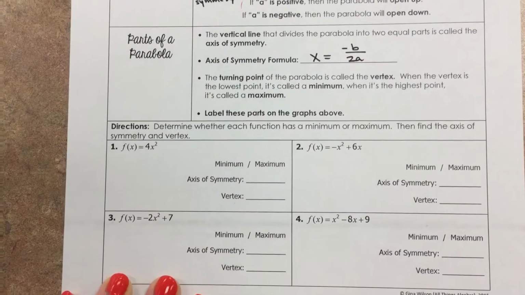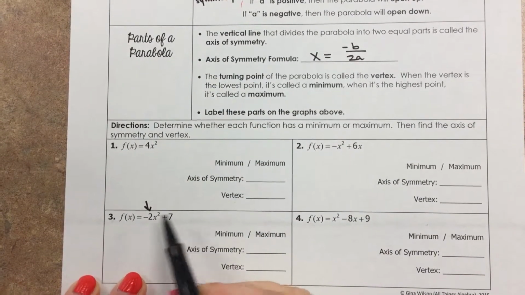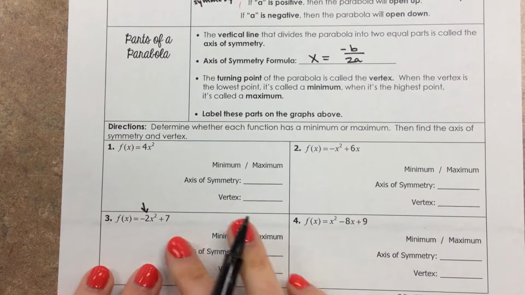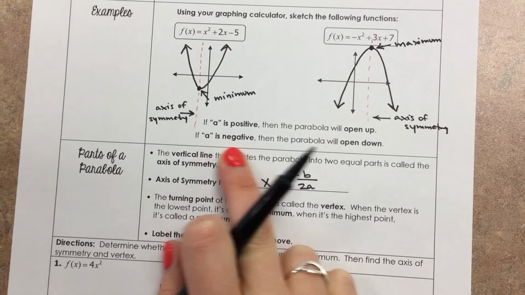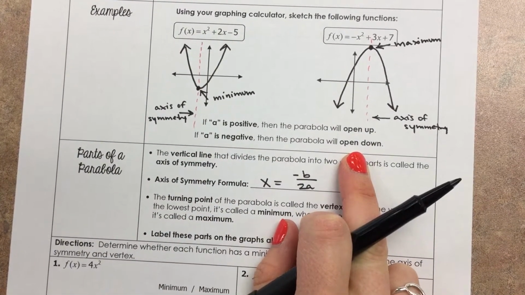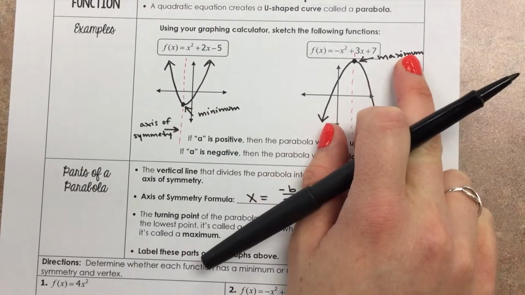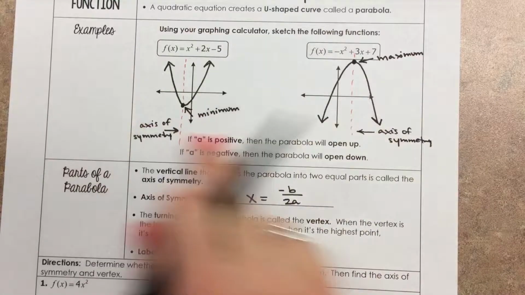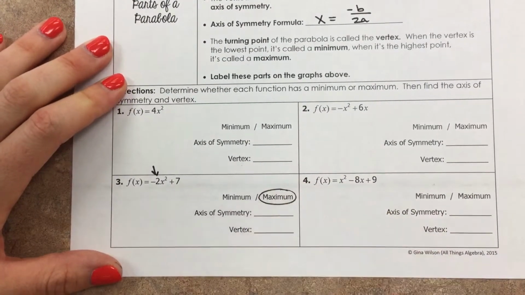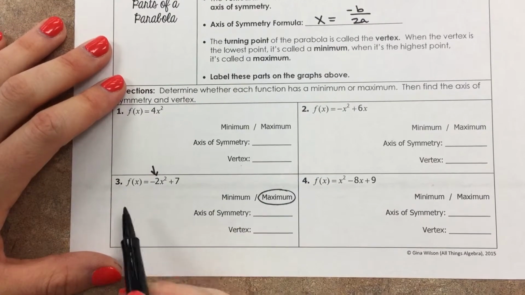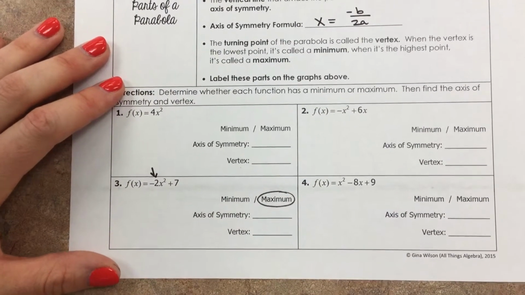Minimum or maximum is going to depend on what the value of a is. So a is -2. First of all, that puts me in this category. A is negative, so my parabola opens down, which means it looks something like this. And if it looks like this, then my vertex would be a maximum. You can follow what this tells you up here. It's going to be a maximum because my graph is upside down, which means it has a high point rather than a low point, based on this value right here.